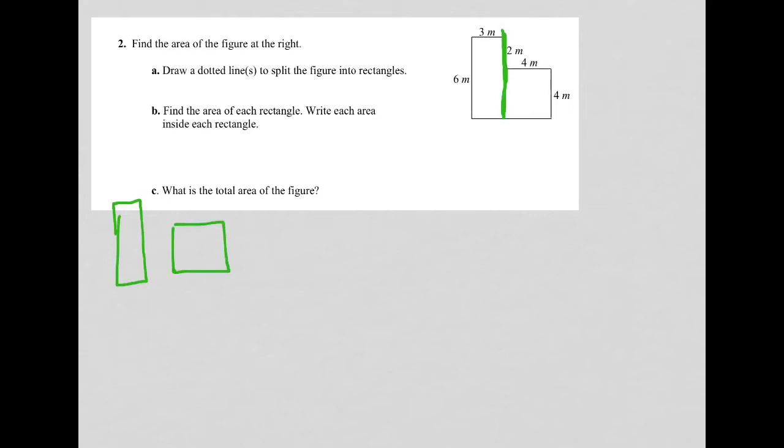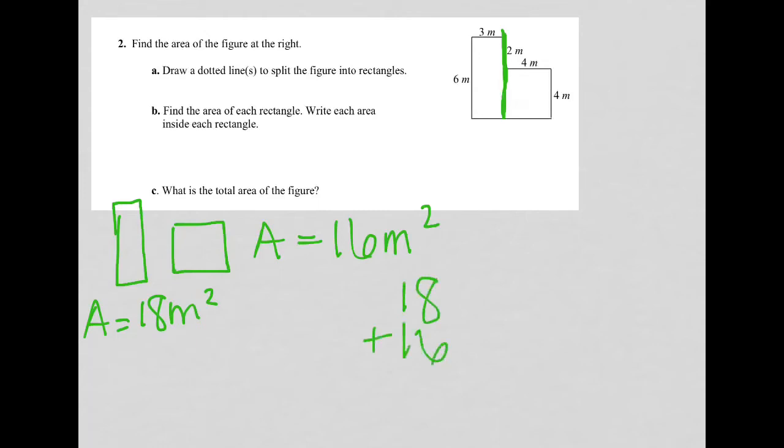So I'm going to find the area of each figure. I would first do 6 times 3, because that's the dimensions of the long skinny rectangle. So that would have given me 18 meters squared. And then the last piece ended up being a square of 4 by 4. So the area of the square would be 4 times 4, which is 16 meters squared. So to find the area of the whole thing, I would just take 18 and add it to 16, which would give me a grand total of 34 meters squared.